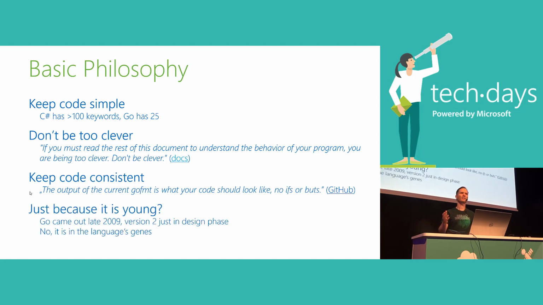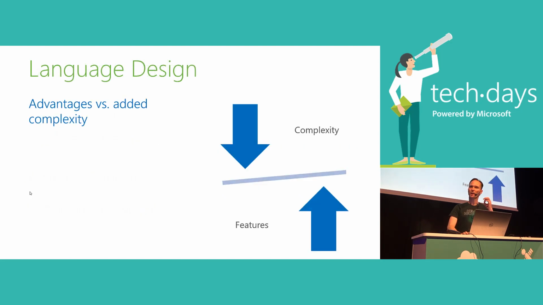Is this just because it's young? Well, Go isn't that young, it turns out. The first version came out in 2009, and we are not even in version 2. So it's kind of baked into the language genes. The Go designers always weigh complexity against adding features. If they add a new feature, there has to be a real value as soon as it starts raising complexity. So keeping the complexity low is a design goal of the language Go.